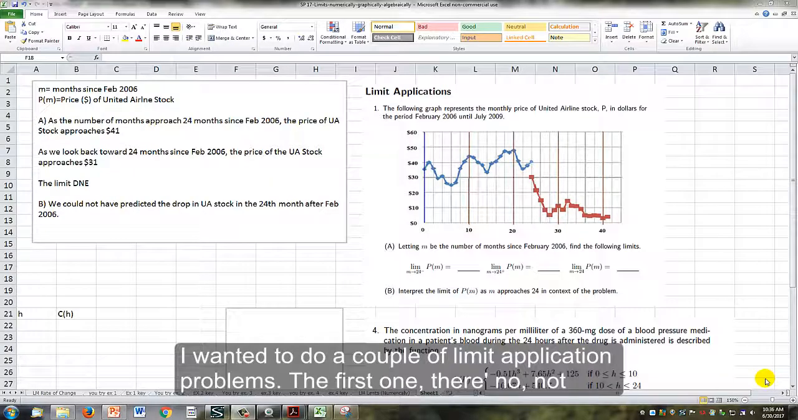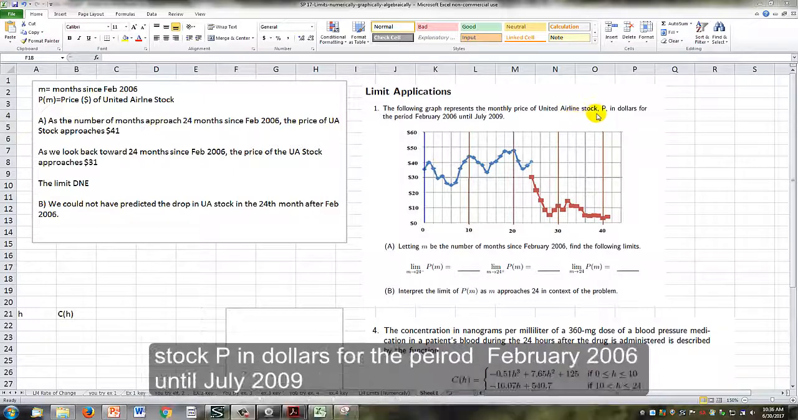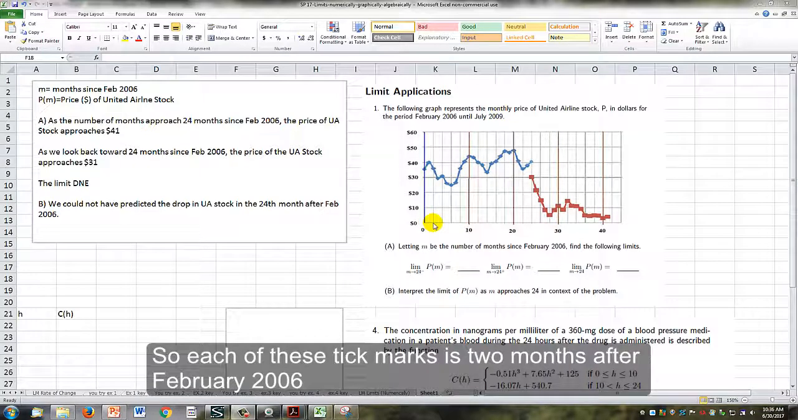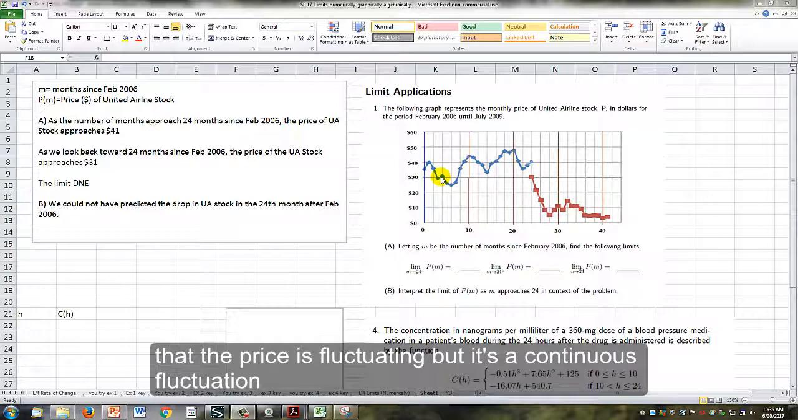I wanted to do a couple of limit application problems. The first one, there's not much math in terms of the Excel work. It's just a graph, and the following graph represents the monthly price of United Airlines stock P in dollars for the period February 2006 until July 2009. So each of these tick marks is 2 months after February 2006. And you can see that the price is fluctuating, but it's a continuous fluctuation.